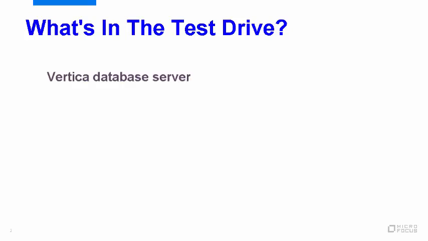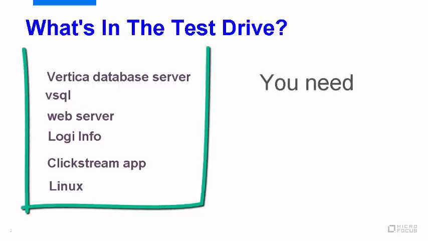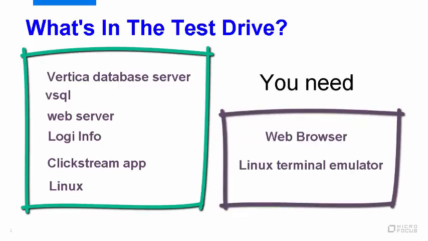It includes Vertica Database Server, vSQL, the Vertica command line interface, a web server, and LogiInfo and the Clickstream app. Vertica runs on Linux platforms. In this case, we're using Red Hat Enterprise Linux. All you need is a web browser and a tool such as PuTTY or Xterm for accessing a remote Linux environment.